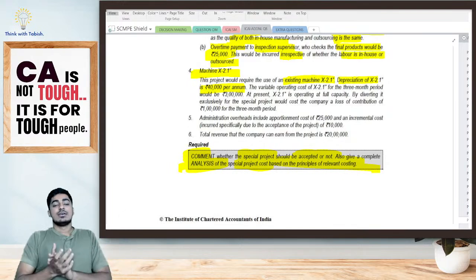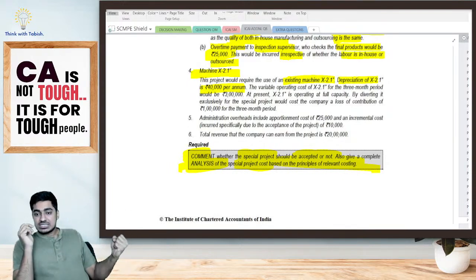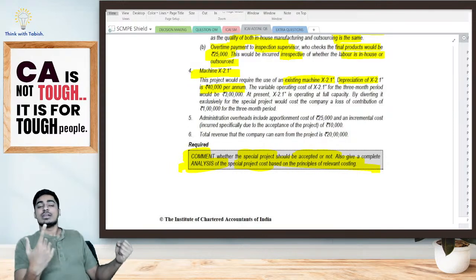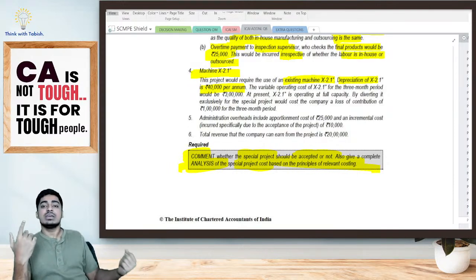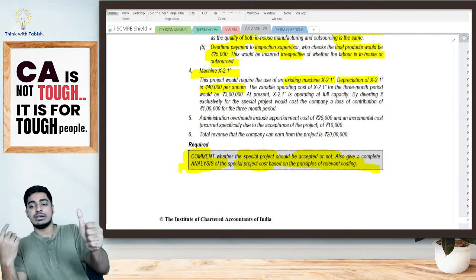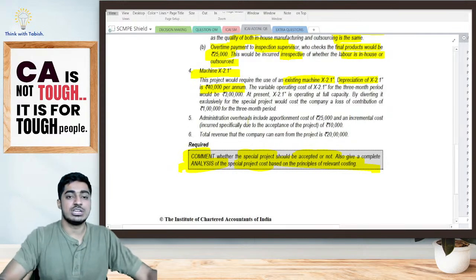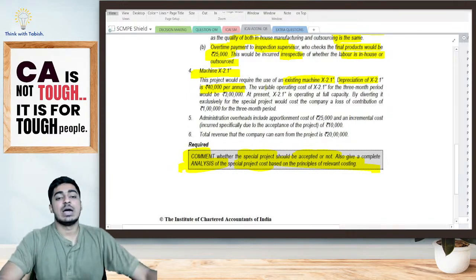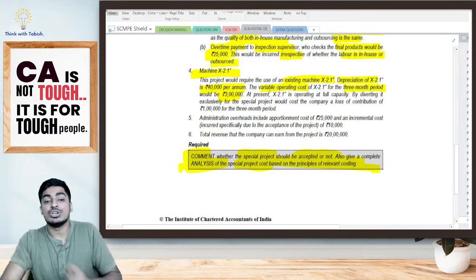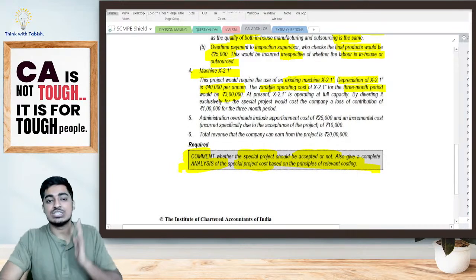Yes, the machine is already purchased. Whether we accept this offer or not, depreciation will keep happening yearly, so depreciation will be irrelevant. Is it clear? But the variable operating cost for the 3-month period, to operate this machine for 3 months, is going to be 3 lakh rupees. Yes, this is going to be relevant.